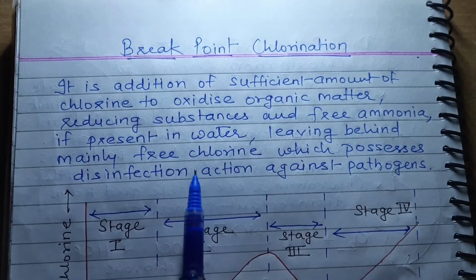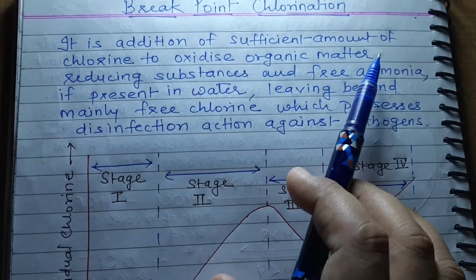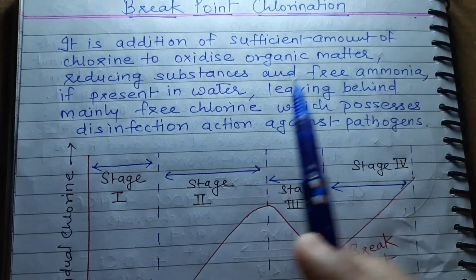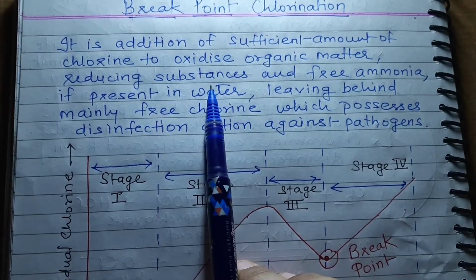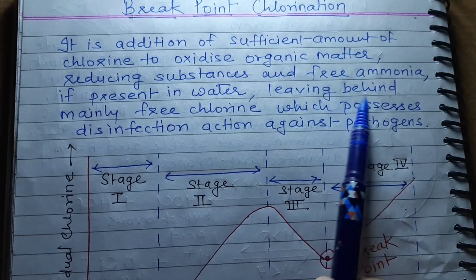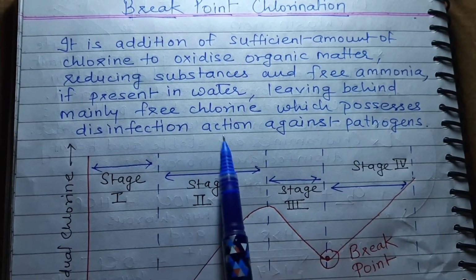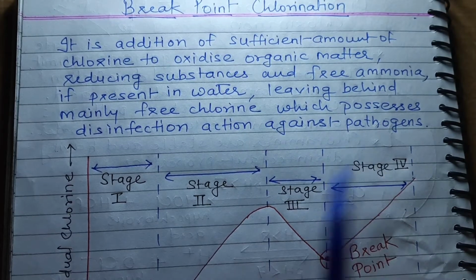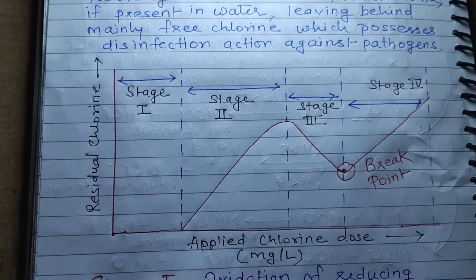What is breakpoint? Breakpoint is actually the addition of chlorine in sufficient amount that will oxidize the organic matter and the reducing substances and all the free ammonia present in water, and it will leave behind the free chlorine residual, which will possess the disinfection against all the pathogens. This breakpoint chlorination can be explained by this diagram.